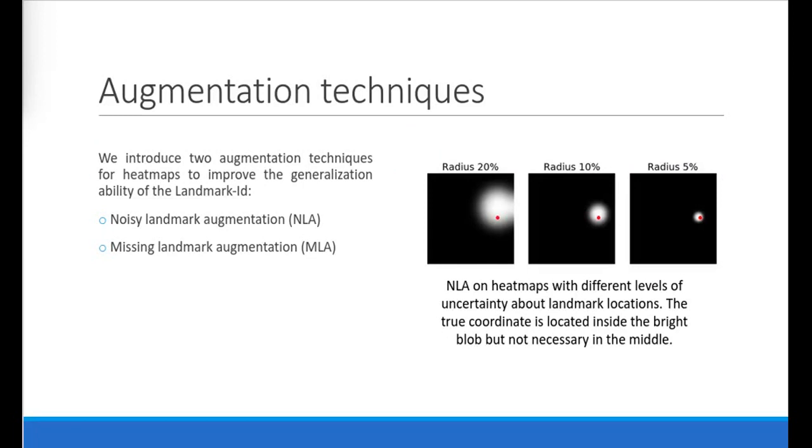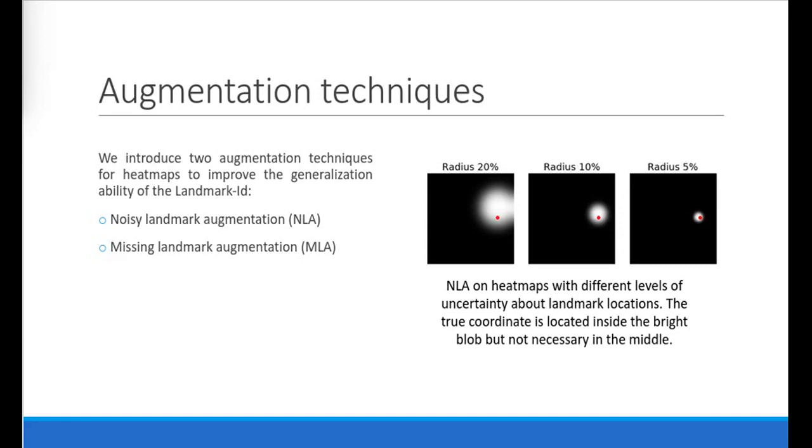The next important aspect is two augmentation techniques for heat maps to improve the generalization ability of our model: noisy landmark augmentation (NLA) and missing landmark augmentation (MLA). We introduce these augmentation techniques for two reasons. At first, locations of body landmarks cannot always be annotated correctly, especially when these are obtained from an automated landmark detection model. Secondly, due to large variations in animal poses, some landmarks may not be visible in the image. Our augmentation technique addresses these two problems.